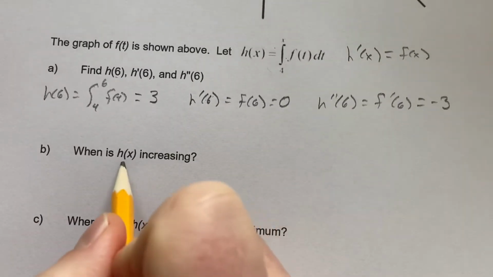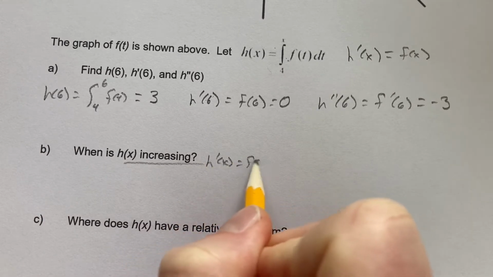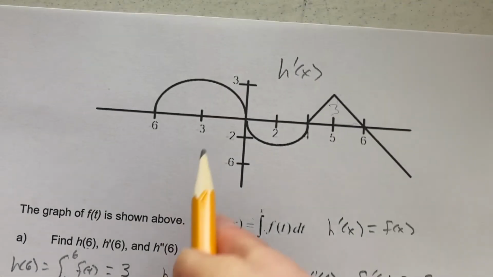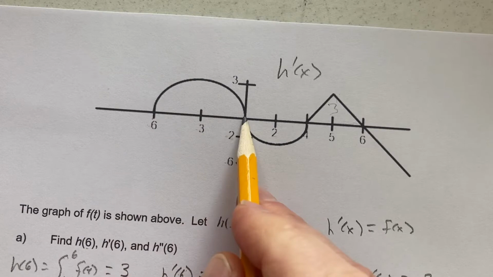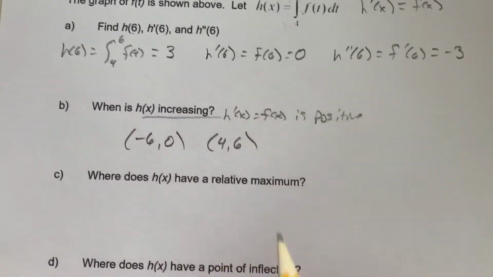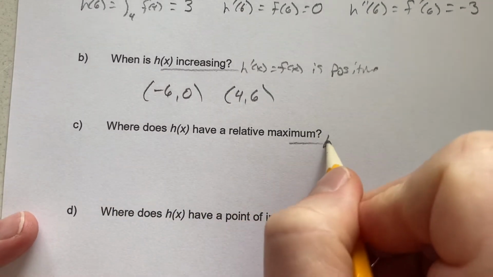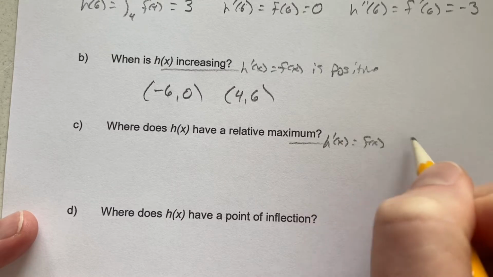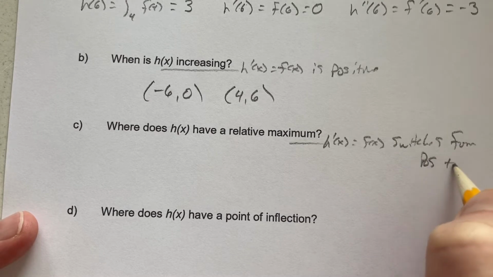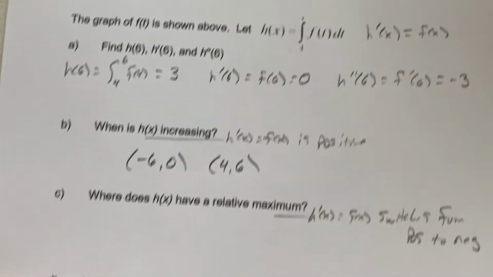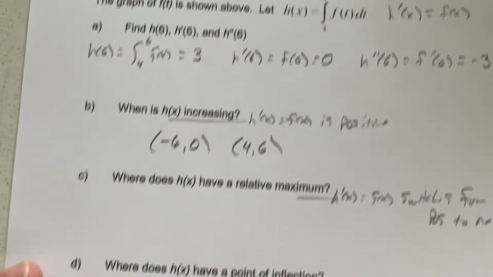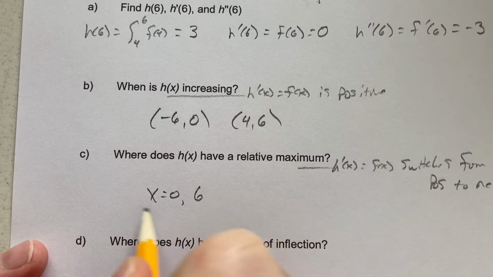When is h increasing? H is going to increase when its derivative, which is f of x, is positive. According to this graph, this derivative is positive from negative 6 to 0 and from 4 to 6. Where does h of x have a relative maximum? That's when its derivative, which is f of x, switches from positive to negative. If I look at my graph, I have a switch from positive to negative at 0 and at 6. So at x equals 0, x equals 6.